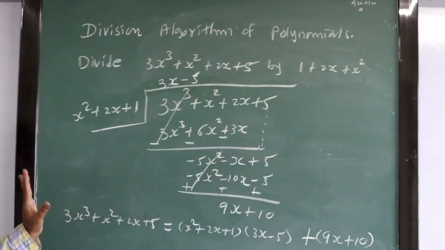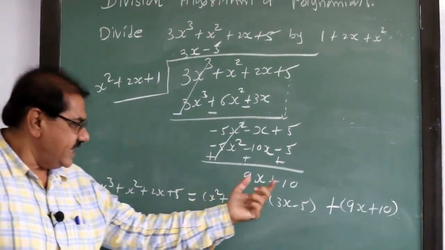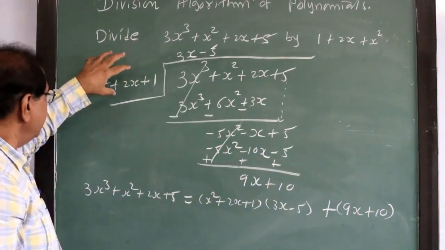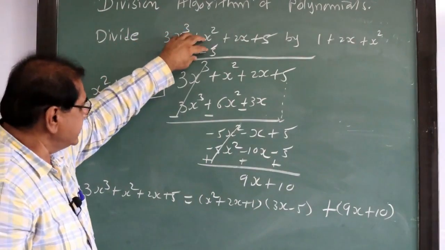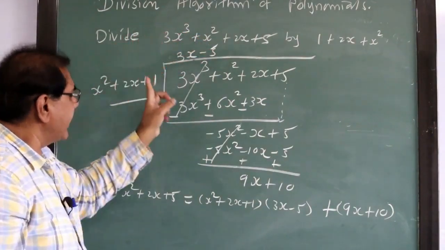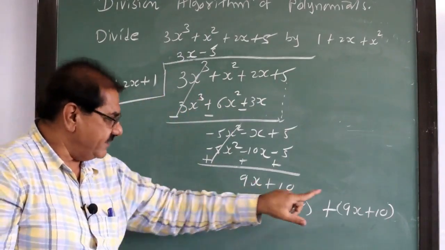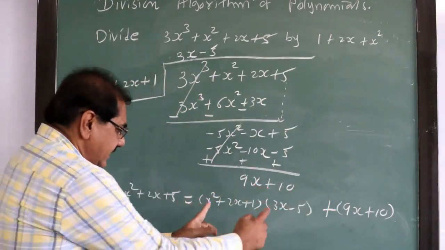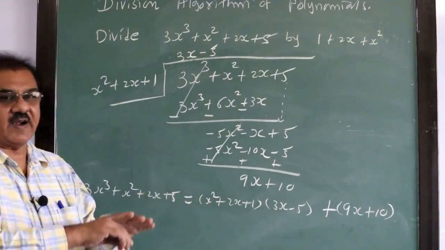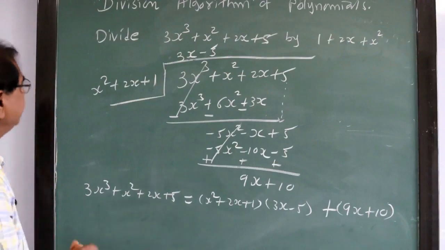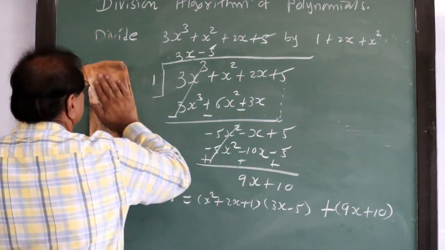Is it clear? So now you can check here, as the remainder is not 0, this divisor polynomial and quotient polynomial are not the factors of this dividend polynomial. If the remainder comes 0, then these two will be the factors of the given polynomial. It is to be understood. Okay? Let us go ahead now.